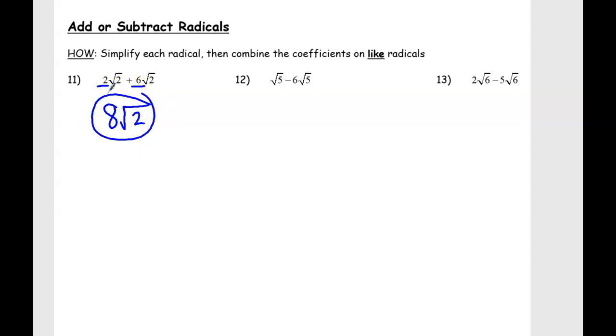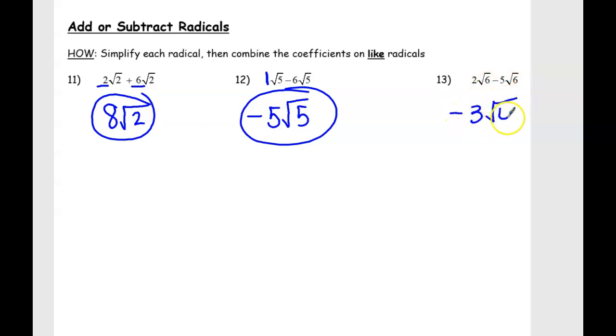Okay. So number 12, if there's no coefficient, think of it as a 1. Well, 1 minus 6 is negative 5, and the radical stays the same. So again, it's like combining like terms. Here we have a radical 6, so 2 minus 5 is negative 3, and then you've got your radical 6.